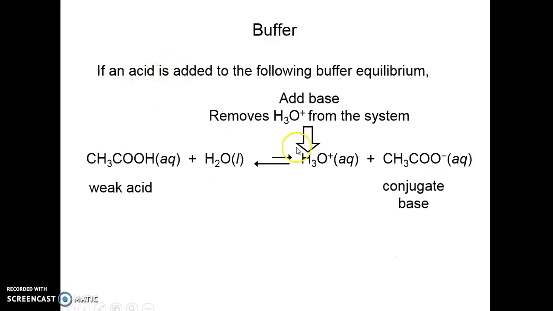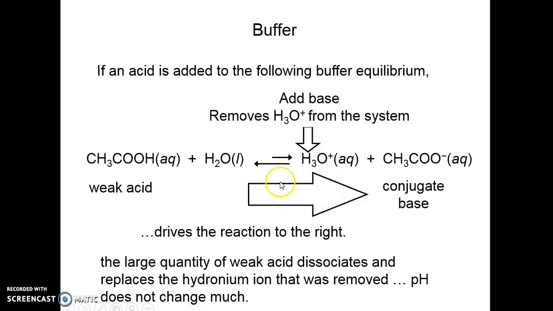Likewise, if I add base to the system, I'd remove hydronium ion. That would shift the equilibrium to the right, but the large quantity of the weak acid and the large quantity of this would cause the equilibrium shift to not change the percentage of the acetic acid much. So this concentration remains stable.